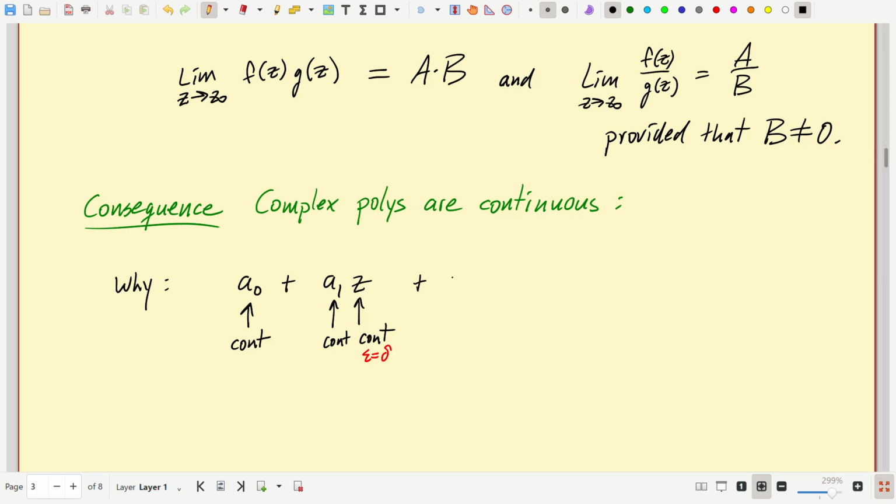And the next term you'd have a2 times z squared, and z squared would be z times z. That's a product of continuous functions, etc. One more: a3 times z cubed. We just showed that z squared is continuous, and so this is z times z squared, a product of continuous things. So you can build up continuous functions by multiplication and addition, etc.